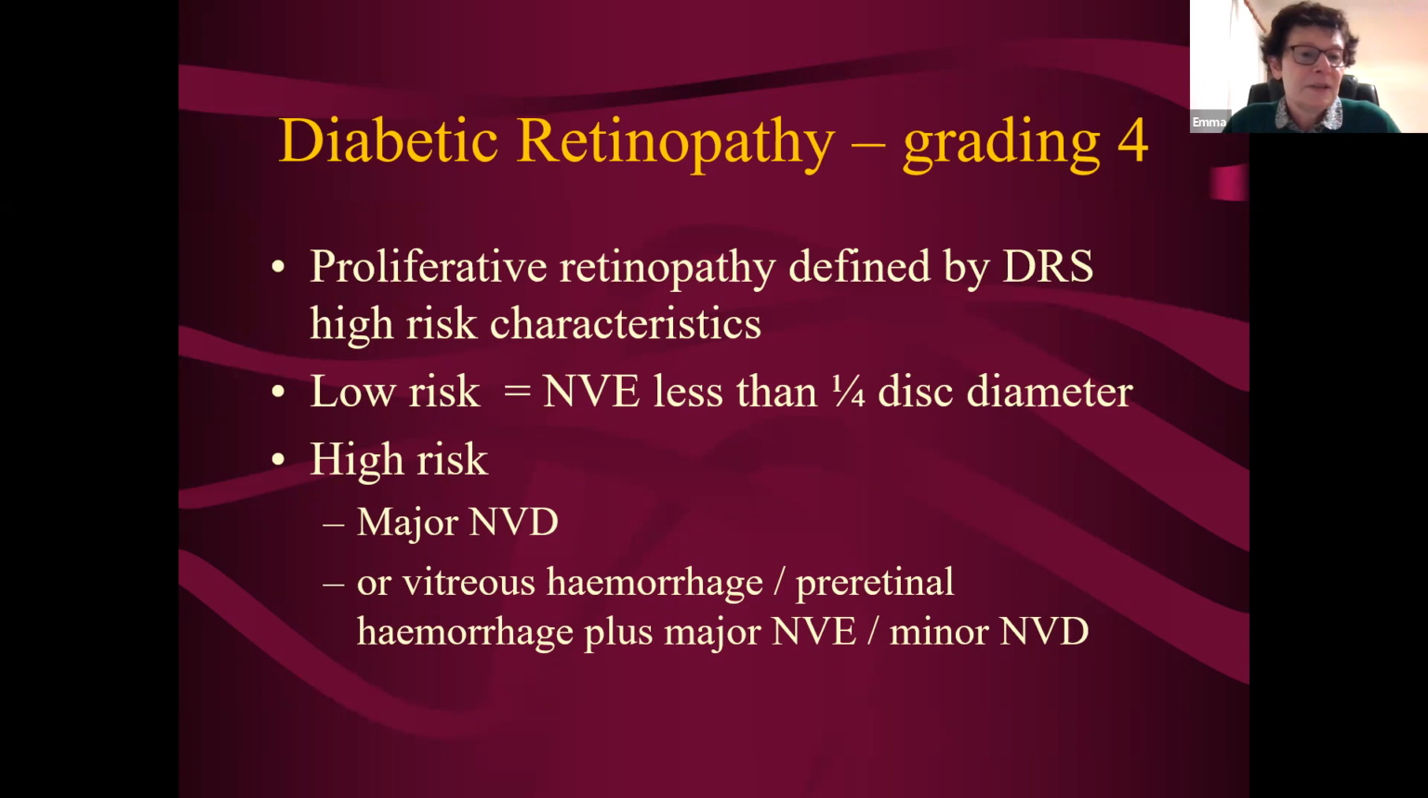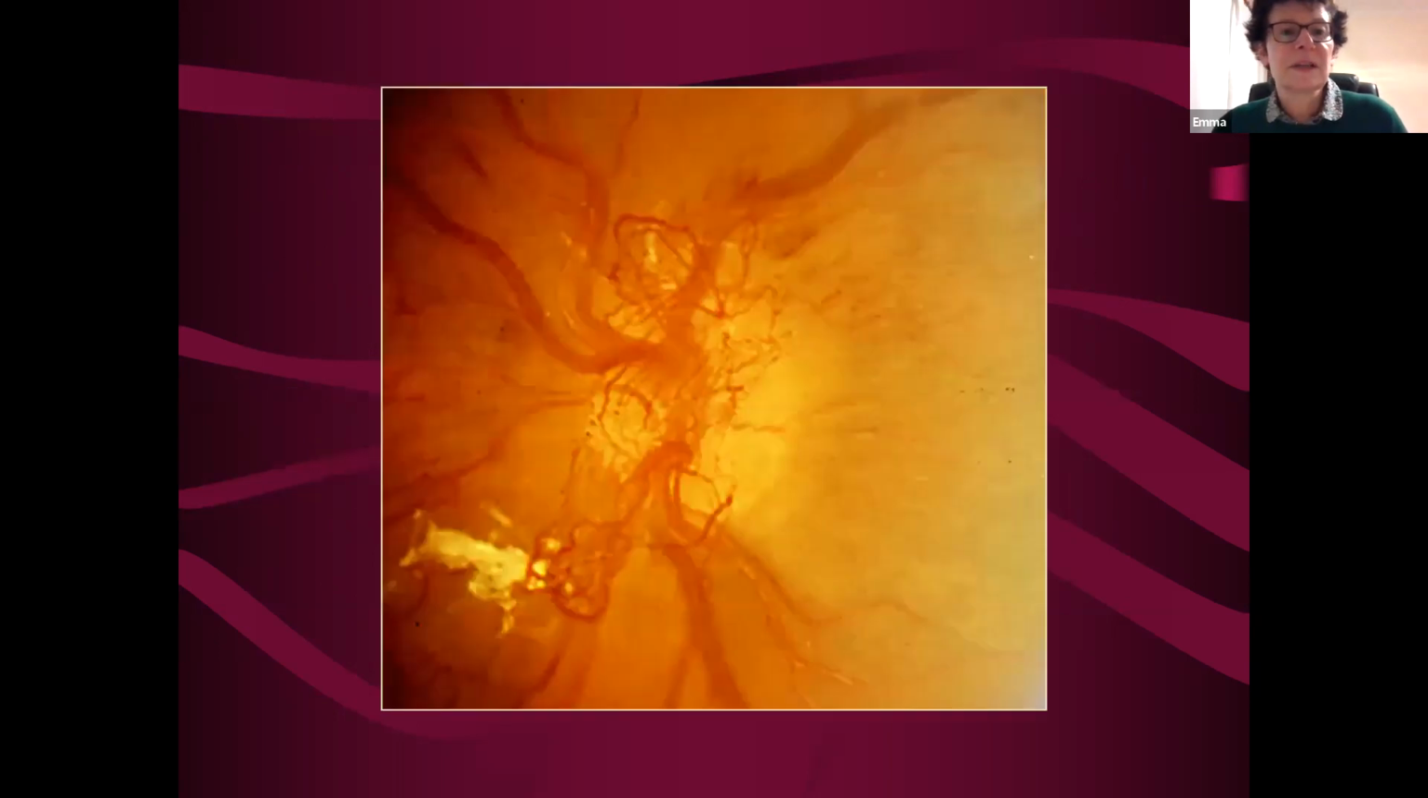The high-risk characteristics of proliferative diabetic retinopathy are any significant new vessels at the disc, or vitreous hemorrhage, pre-retinal hemorrhage, or minor new vessels at the disc, or significant vessels elsewhere. And I'll try and show you some examples.